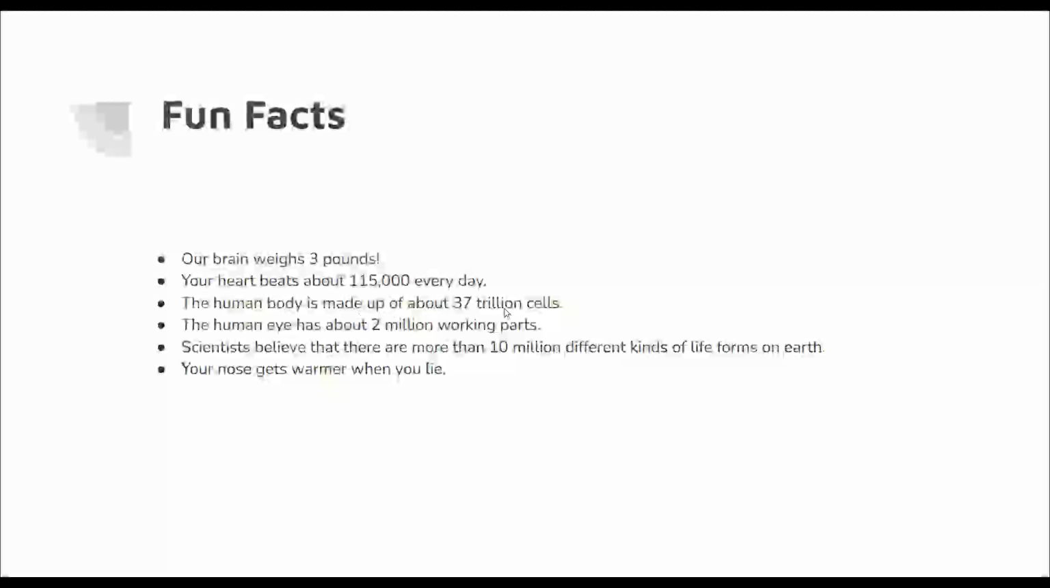As I said earlier, about the cells, there are around 37 trillion cells in your body, which is honestly crazy to think about. The human eye has about 2 million working parts. Just this eye alone has 2 million parts that work together to make you see. Scientists believe that there are more than 10 million different kinds of cell life forms on Earth. And this is kind of funny, but your nose gets warmer when you lie. So there's something to think about.